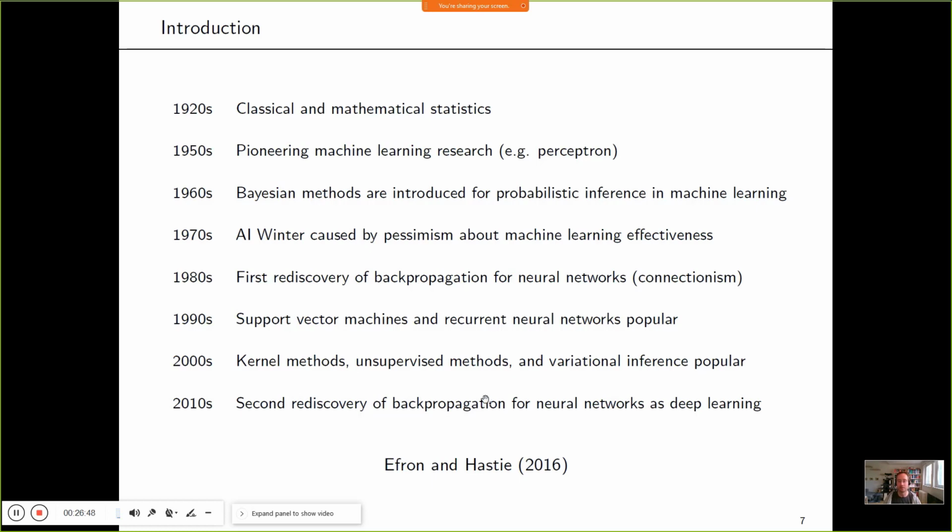And then this kind of third wave, depending on how you count. If you count this as the first wave of neural networks, this is the second wave, and this is the third wave of neural networks, or the second rediscovery of backpropagation. It started in like the 2010s and is now known as deep learning because it sounds fancier. So that's kind of the historical, or one historical, perspective.